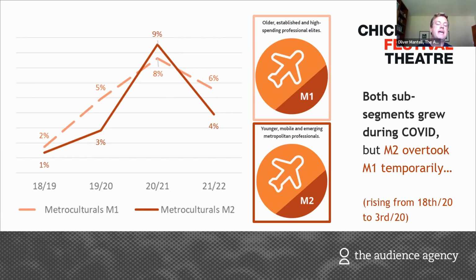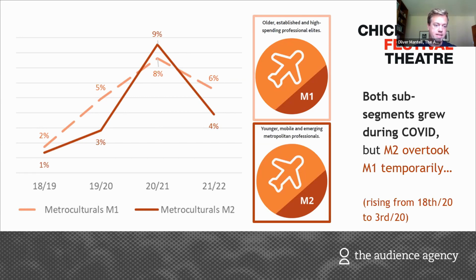What I think is potentially a bit more interesting once we can look at these subsegments is to see the pattern that played out between those two subsegments. So as Anne mentioned, you've got the older, more established, more affluent M1 group, the younger M2 group, earlier in career, etc. And typically the M1 would attend more than M2.